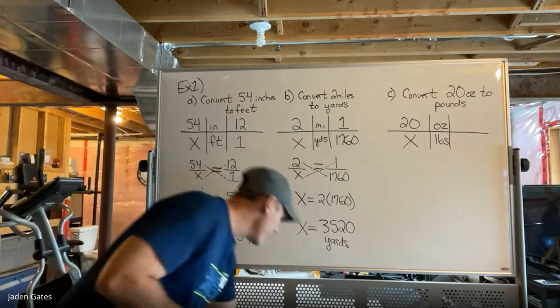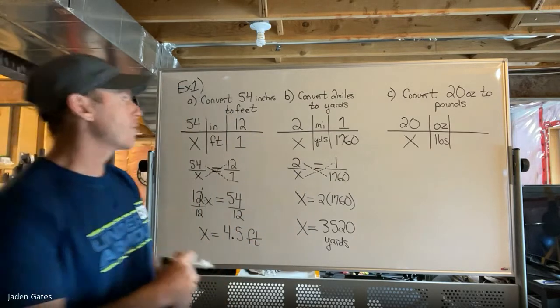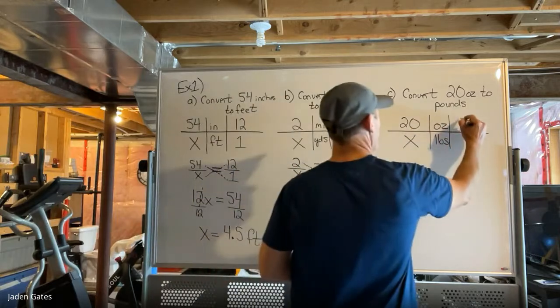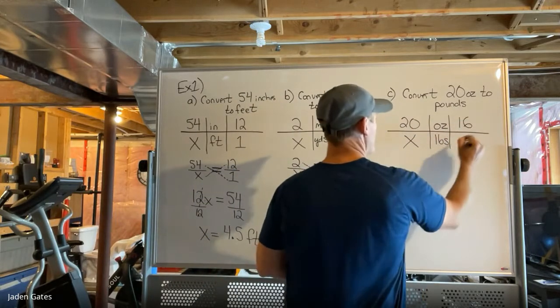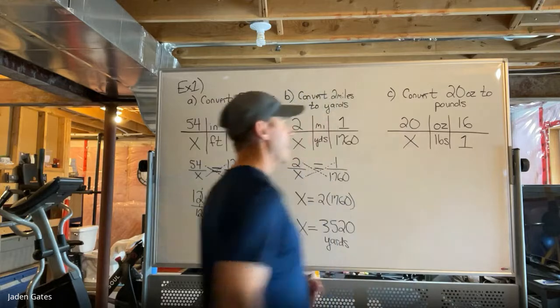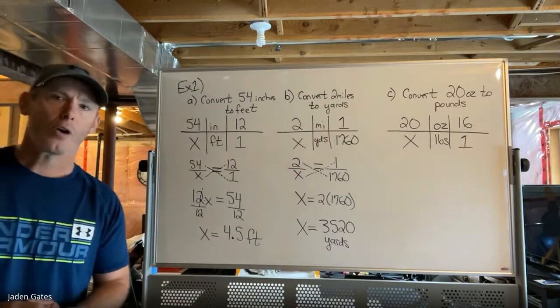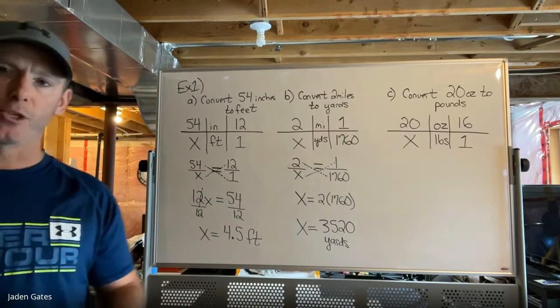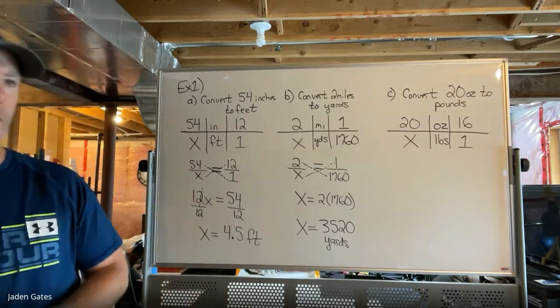Okay. 16 ounces in a pound. So ounces, again, is on top. Our chart sorts it out: 16 ounces in 1 pound. All right, so again, that is an equation. That table sets up an equation for me.